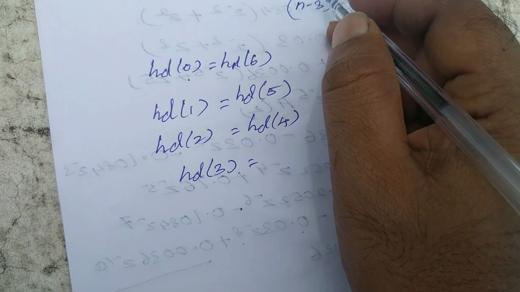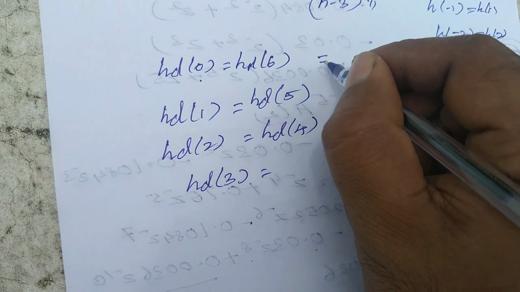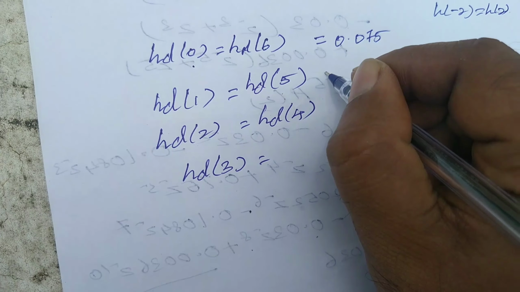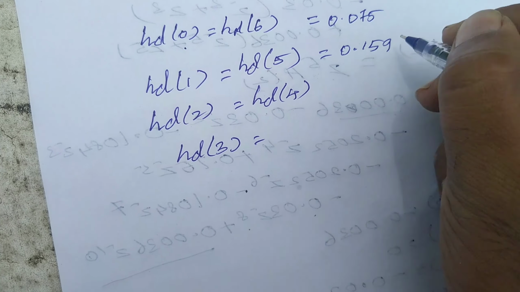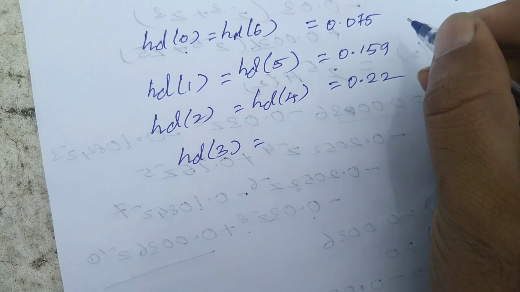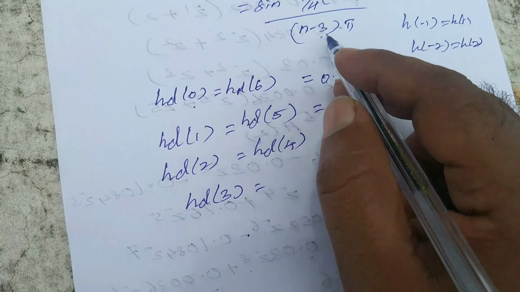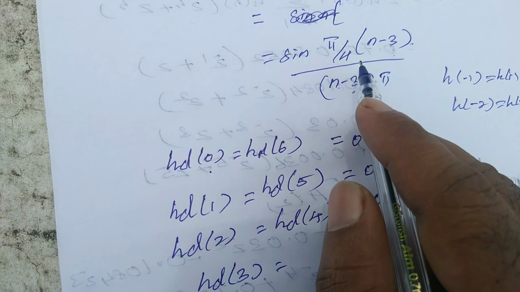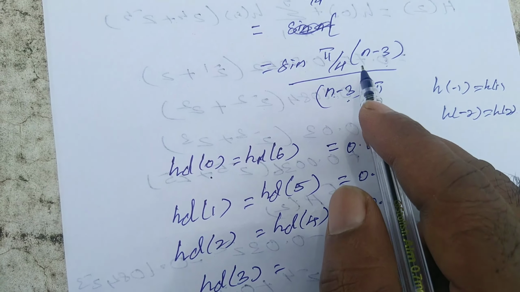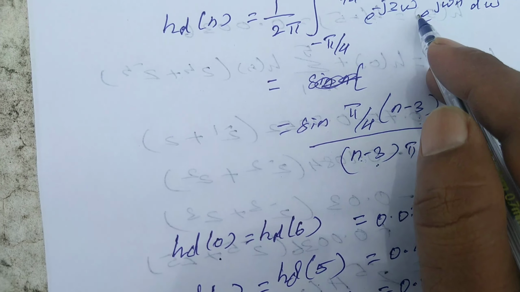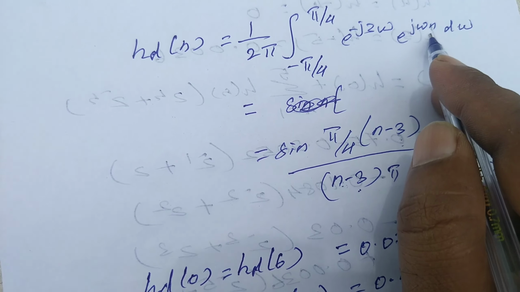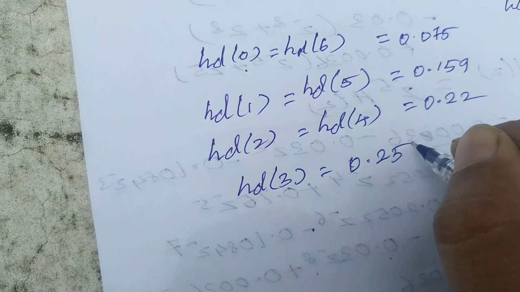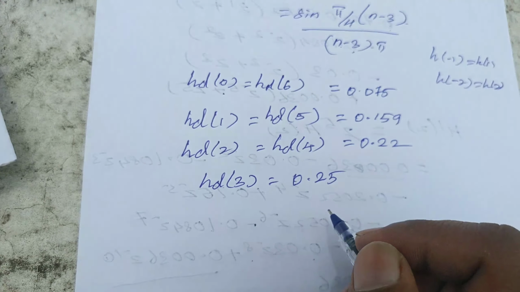If you substitute 0, 1, 2 in this equation, we can get the answers: 0.075, the next one 0.159, the last one 0.22, and here 3 is the center of symmetry. If you substitute n equal to 3 here, we get 0 by 0, which is infinity. To avoid that problem, directly substitute n equal to 3 in the integration itself, so we get 0.25. So we found all the causal sequences.